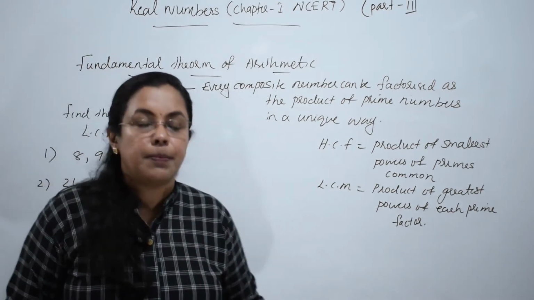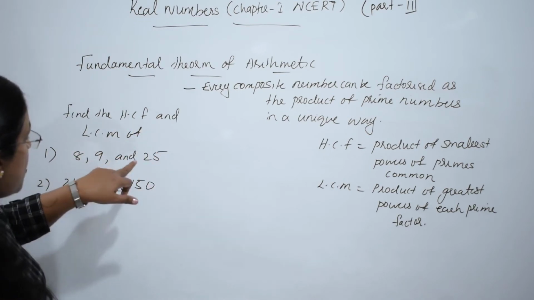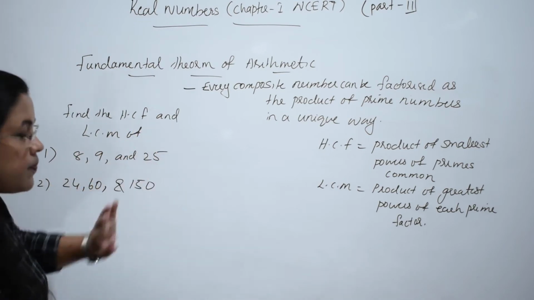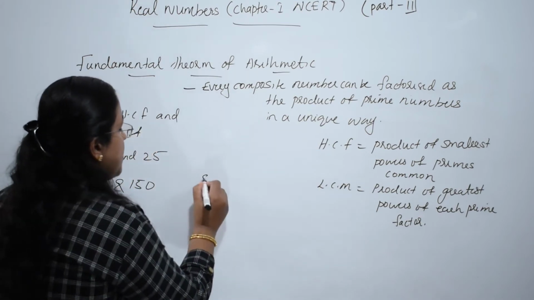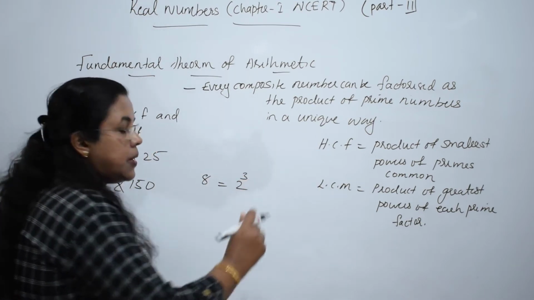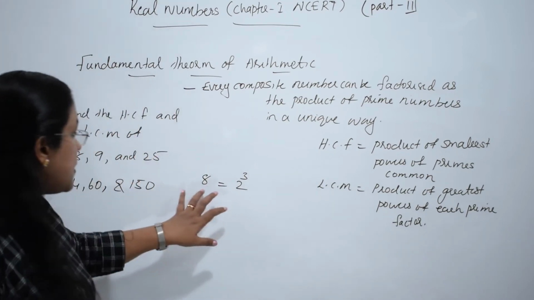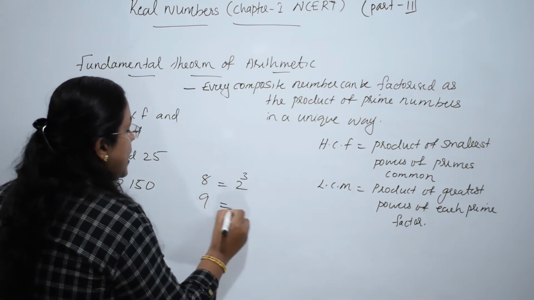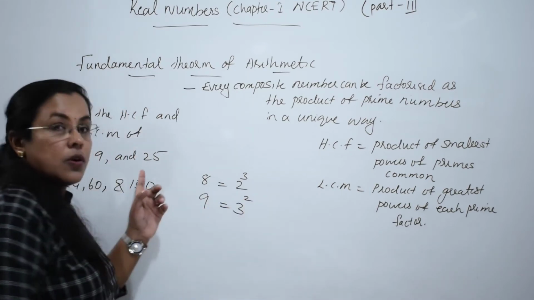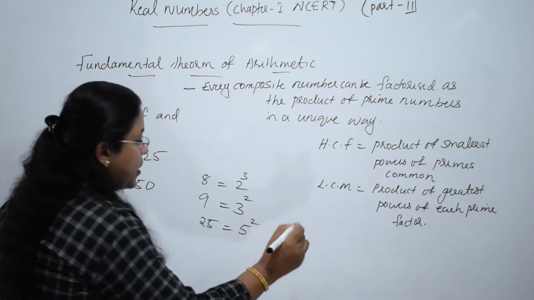Okay, let us solve one by one. First question: what is the HCF and LCM of 8, 9 and 25? What is the first step? Factorize it. 8 can be written as 2 to the power 3, 2 cube. 8 is nothing but 2 cube. What about 9? 9 is nothing but 3 square. What about 25? 25 is nothing but 5 square.